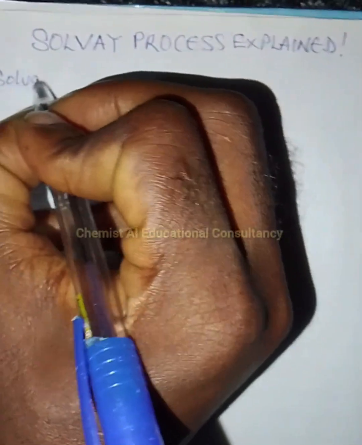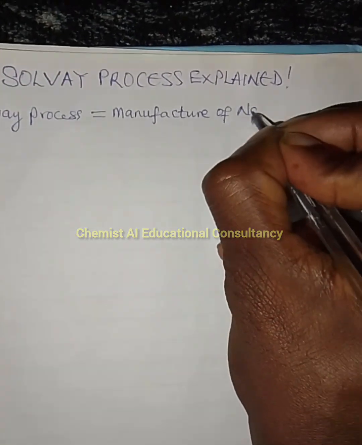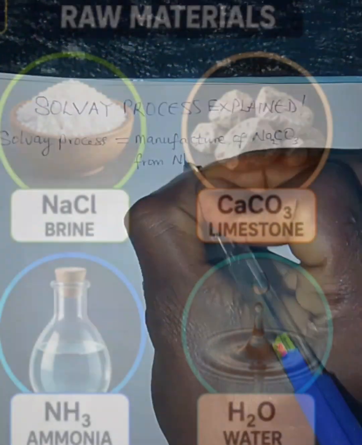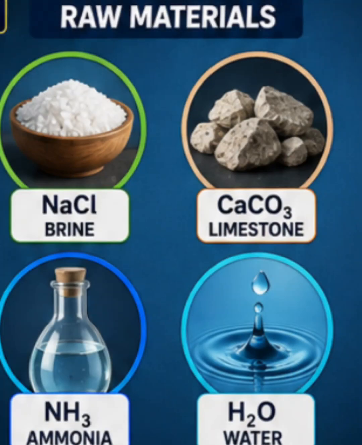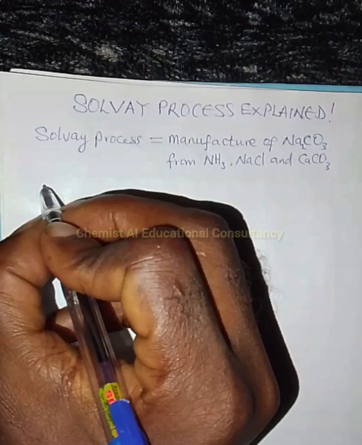I am going to start with definition. Solvay process is simply the industrial manufacture of sodium trioxocarbonate 4, or sodium carbonate, from ammonia, sodium chloride, and calcium trioxocarbonate 4. But this process is a bit complex. It is not just direct combination. There are steps that lead to production of sodium carbonate.